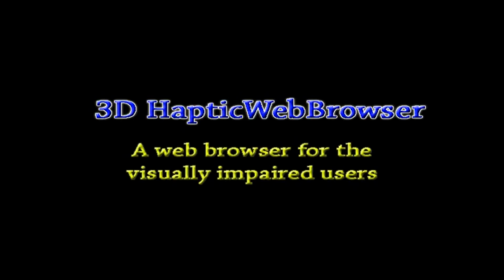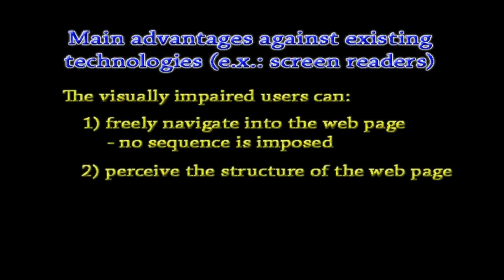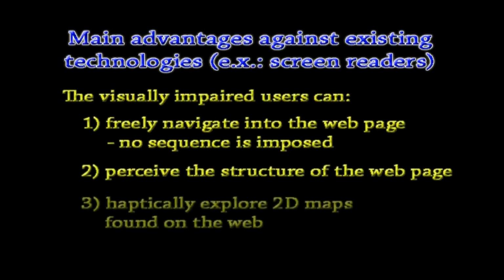Welcome to the presentation of 3DHapticWebBrowser, an application that enables haptic navigation on the web for visually impaired users. The main advantage of the application against existing technologies, such as screen readers, is that the visually impaired user can freely navigate into the web page. No sequence is imposed. The user can also perceive the structure of the web page. Moreover, the 2D maps found on the web can be haptically explored.